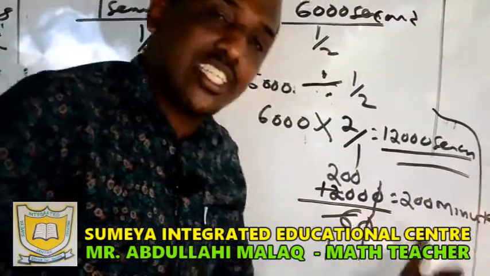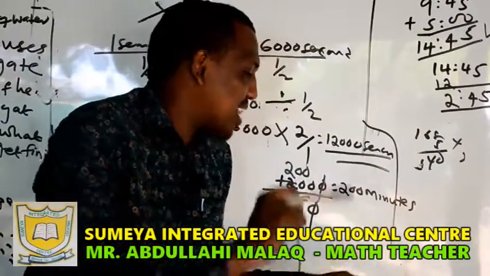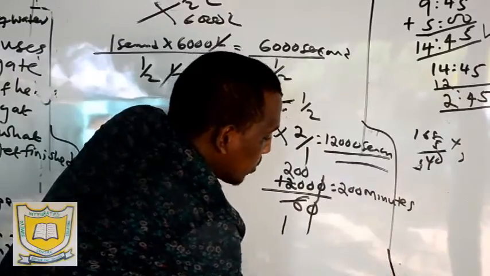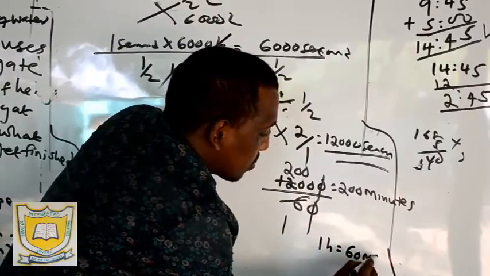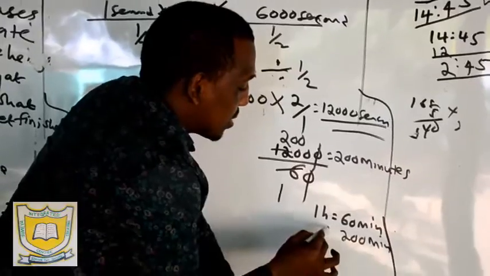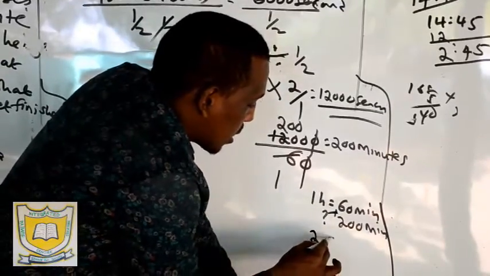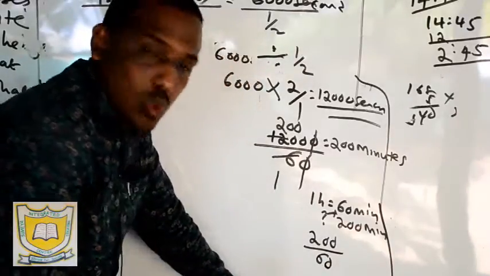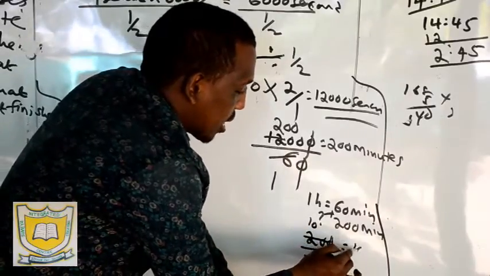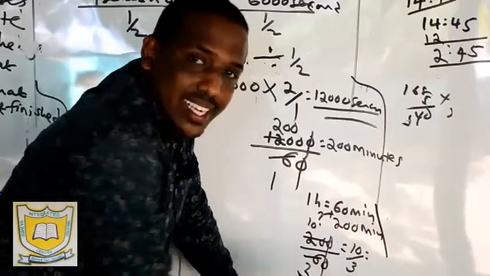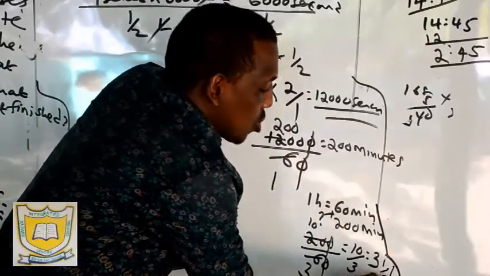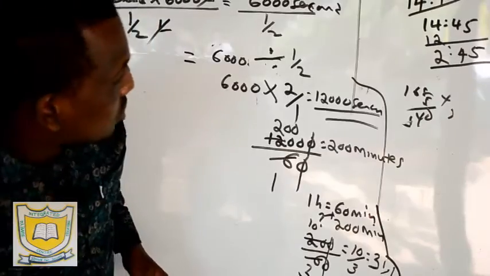Now, 200 minutes, we can change it into hours. How many hours are there? 1 hour is equal to 60 minutes. If 1 hour is 60 minutes, what about 200 minutes? We divide by 60. So 200 divided by 60, we change it to hours. Cancel by 2, 3 by 2, 10, which is equal to 10 over 3. We further simplify. How many 3s are in 10? 3, because of 9, remainder 1, a third. So it will become 3 and a third hours.